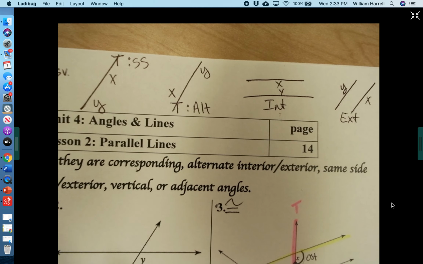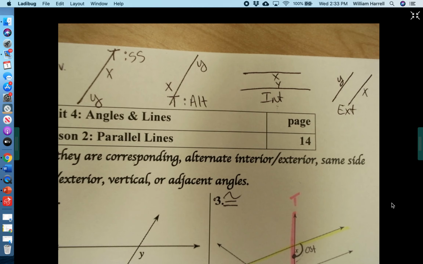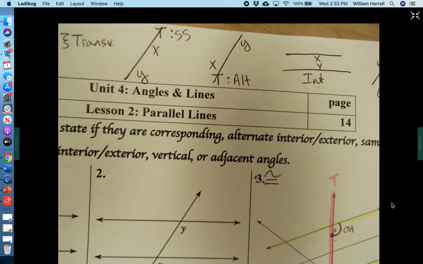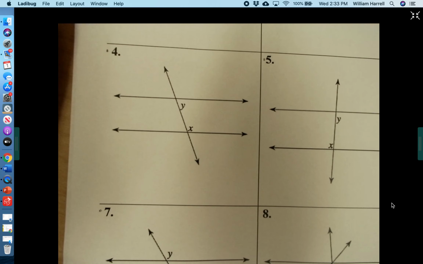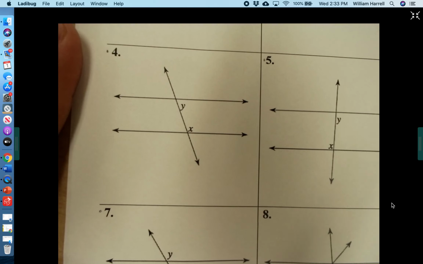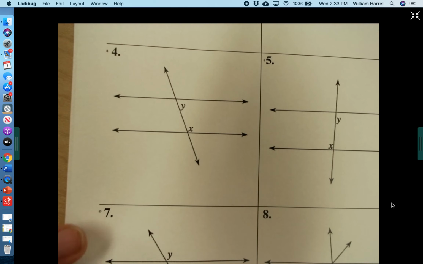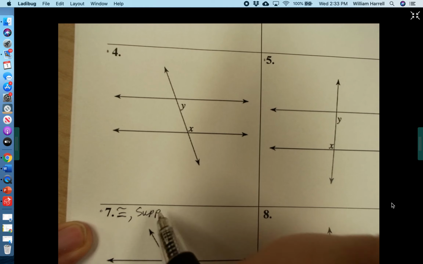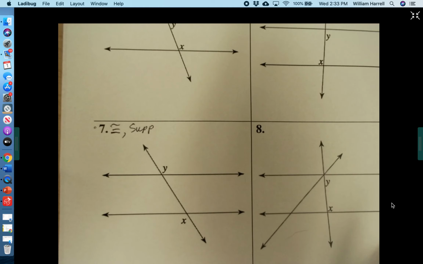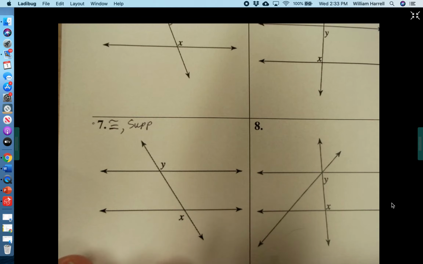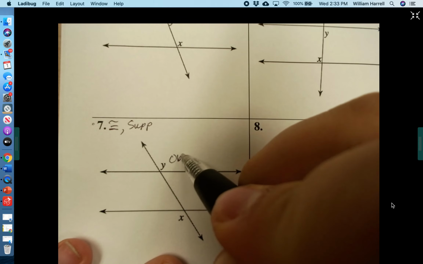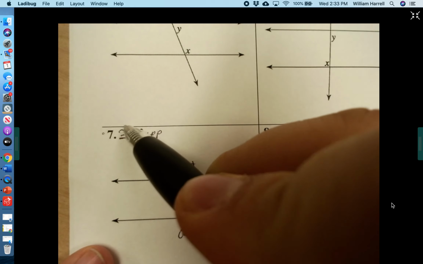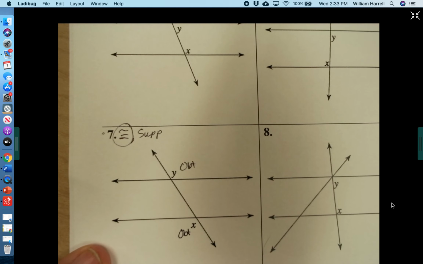Vertical angles, y'all know what vertical angles are. I'm not going to touch back on that. So, starting with, I'm going to go down here to question 7 and we'll work our way back up. Again, are they congruent or supplementary? Well, Y looks to be obtuse. X looks to be obtuse. Obtuse, obtuse. They're the same, then they're congruent.